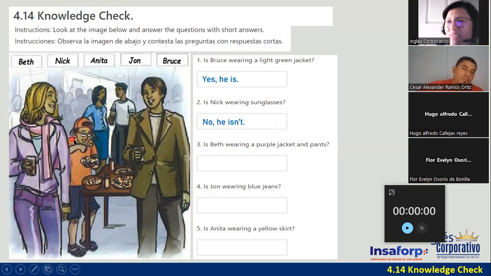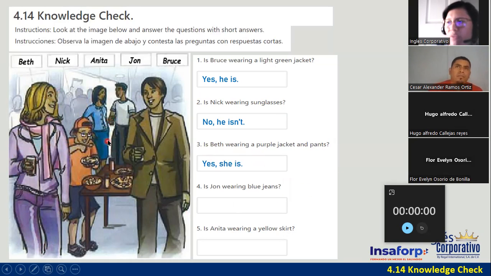Muy bien, porque él tiene, yes, tiene lentes, o sea, glasses, pero no son glasses de sol, ¿verdad? Entonces, no, he isn't, ¿verdad? What about Beth? This is Beth. Is Beth wearing a purple jacket and purple pants? Yes, she is, right?